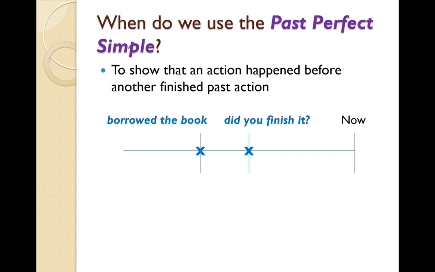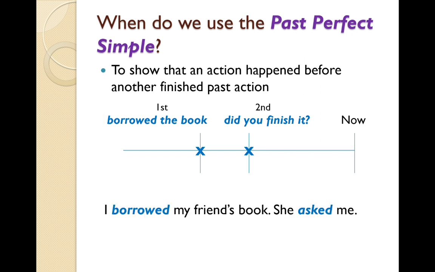Two more finished past actions. I borrowed a book from my friend, and then later my friend asked me, "Did you finish it?" So the first action is that I borrowed the book, and then the second action, my friend asked me if I finished it. I borrowed my friend's book. She asked me. So the past simple for the first action and the past simple for the second action, because in this phrase the actions appear in the order that they happened.